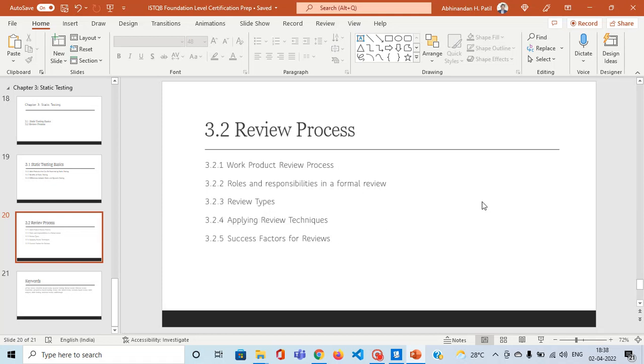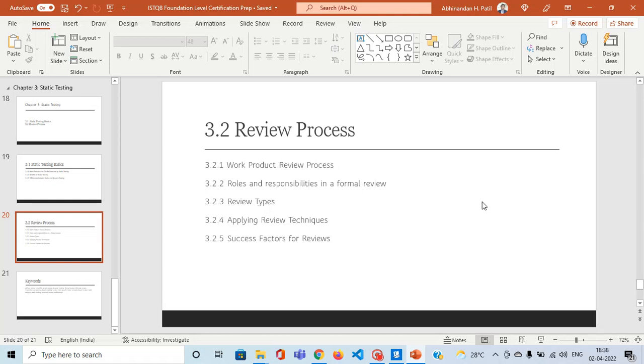There will not be any formal documented output as such. So that is informal review. And let's look at 3.2.1, work product review process. So basically, any review will have planning as the first phase, initiating a review, and then individual review, issue communication and analysis, and fixing and reporting. And the idea is catching the defects and fixing them. So generally it will involve planning, initiating a review, actual review, issue communication and analysis, and fixing and reporting.